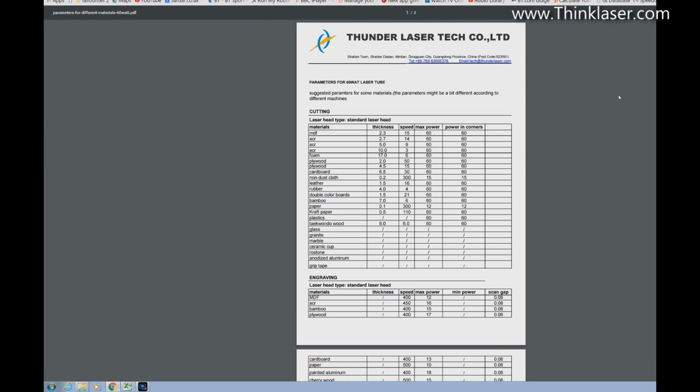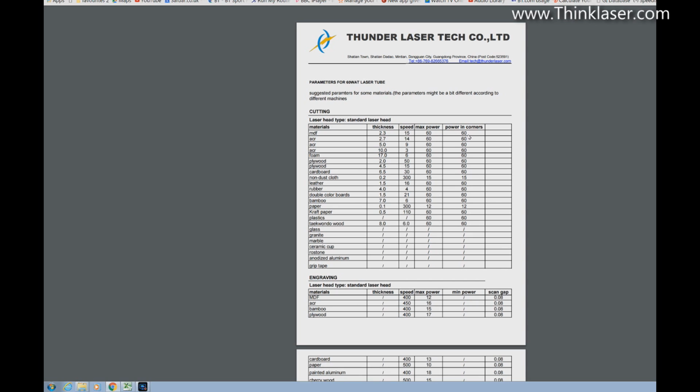Now these tables are slightly better than the other set of data that we looked at, because first of all they tell me that this is a standard laser head, and so this data applies to a 2-inch lens. And again, we've got just one speed, maximum power, and it says power in corners. Well, I think as far as the setup is concerned, that's max power and min power.